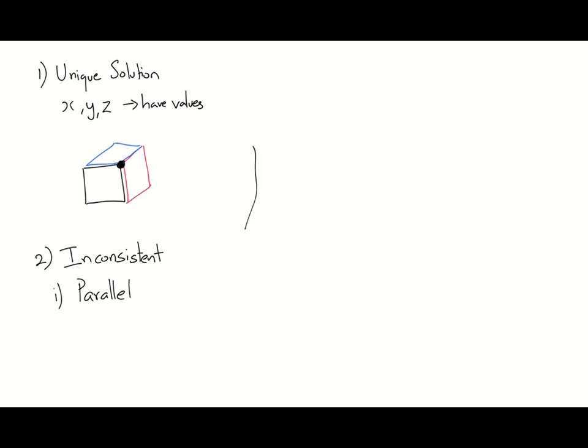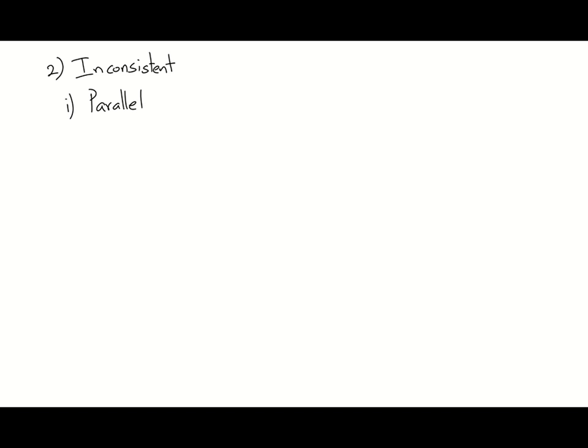With the parallel one, if you remember, parallel lines look like this: two lines that are not meeting each other. But with three equations, you have parallel planes. Imagine three sheets of paper put on top of each other, but not touching each other. Does that make sense? That's what you call parallel planes.